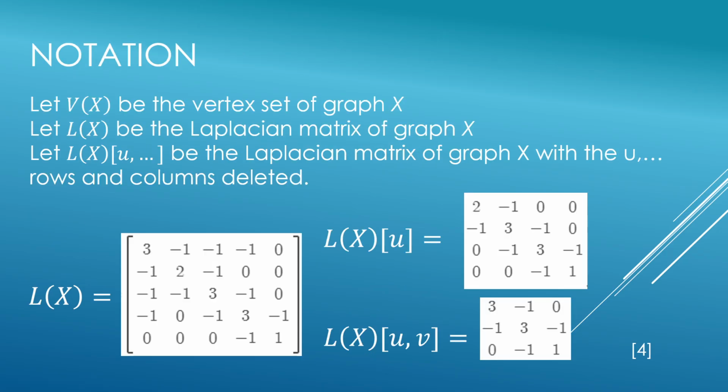So now, a little more notation before we get into a lot more of the algebra of the proof. Here we'll define V of X as the vertex set of the graph X. And we'll let L of X be the Laplacian matrix of the graph X. And then we'll let L of X bracket U and any other vertices be the Laplacian matrix of the graph X with the U and whatever else rows and columns deleted. So you'll see here if you take L of X delete U, that deletes this first row and this first column. But if you delete U and V, you delete the next ones, and you could use this notation to delete any row and column from our matrix that's indexed by the vertices of the graph.